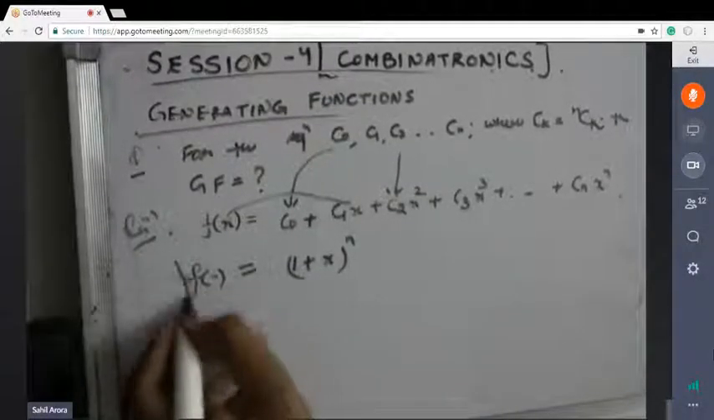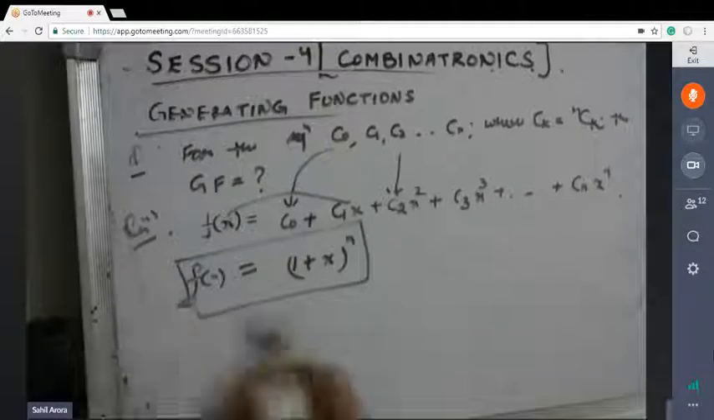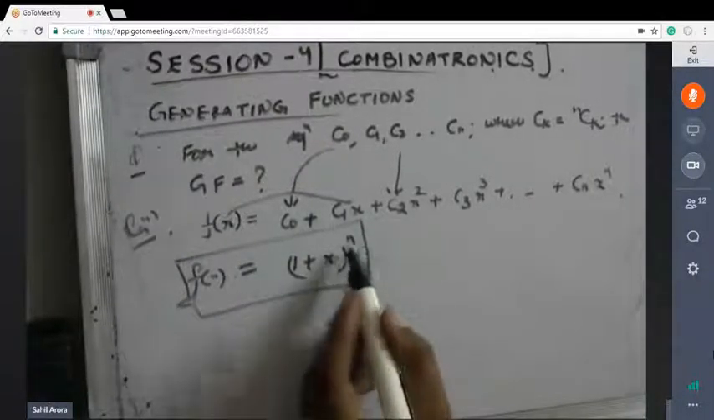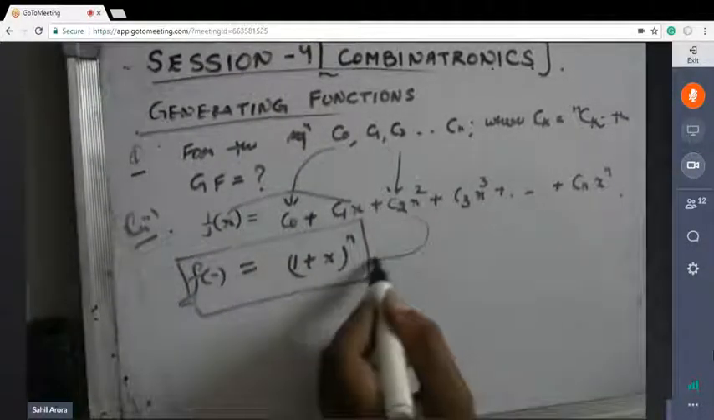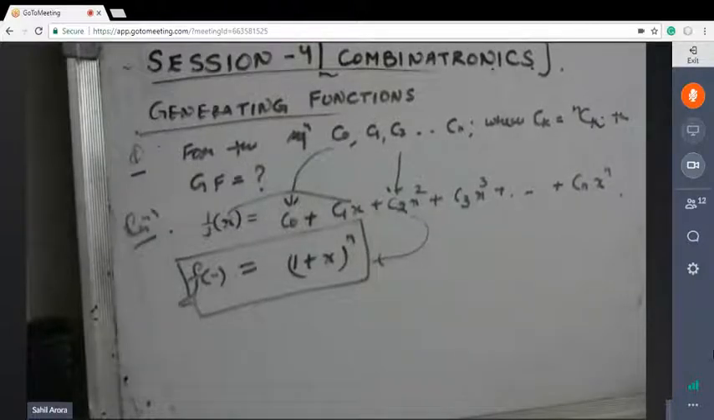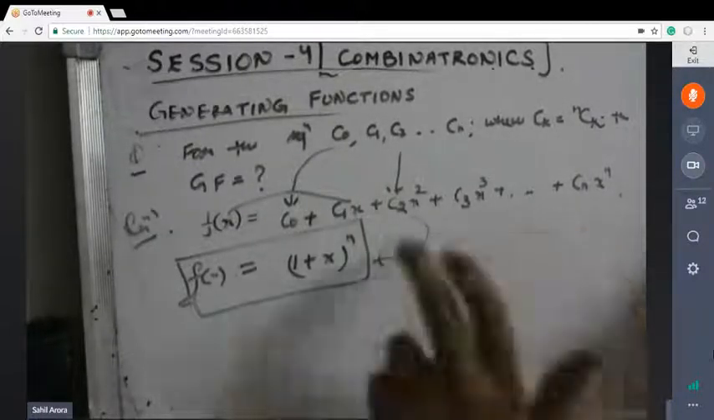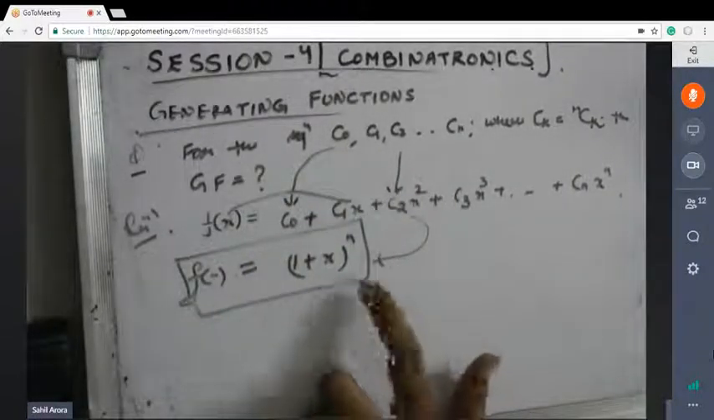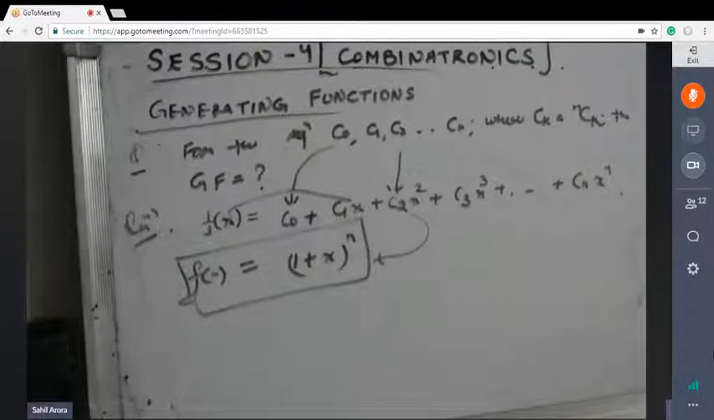So if you see, the generating function for this is nothing but (1 + x)^n. Why? Because this is the binomial expansion of this thing. So the generating function for this sequence is nothing but (1 + x)^n. If it is clear, please write in the chat window.